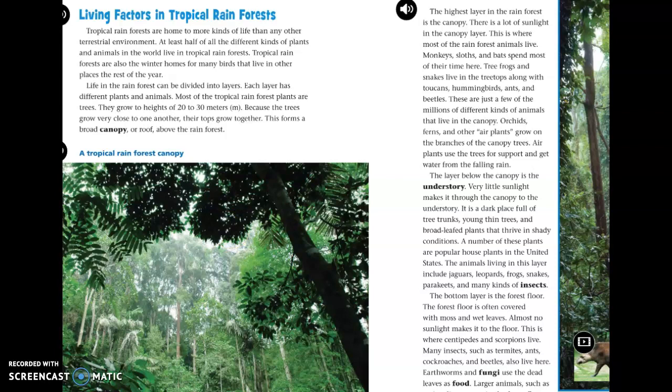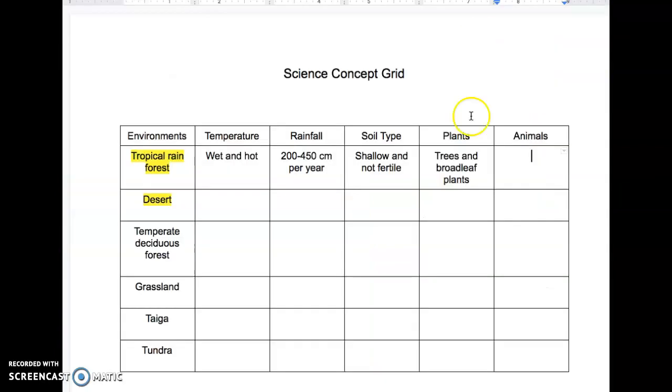Animals. Okay, on this same page, it even mentions some animals for it. Jaguars, leopards, frogs, snakes, parakeets, and many types of insects. I don't have to put all of those in there. I think I'm just going to put jaguars and leopards. And insects. I'll go ahead and put insects in there. There's a lot of insects in the rainforest. So these are some examples of some information that you could put with tropical rainforest.